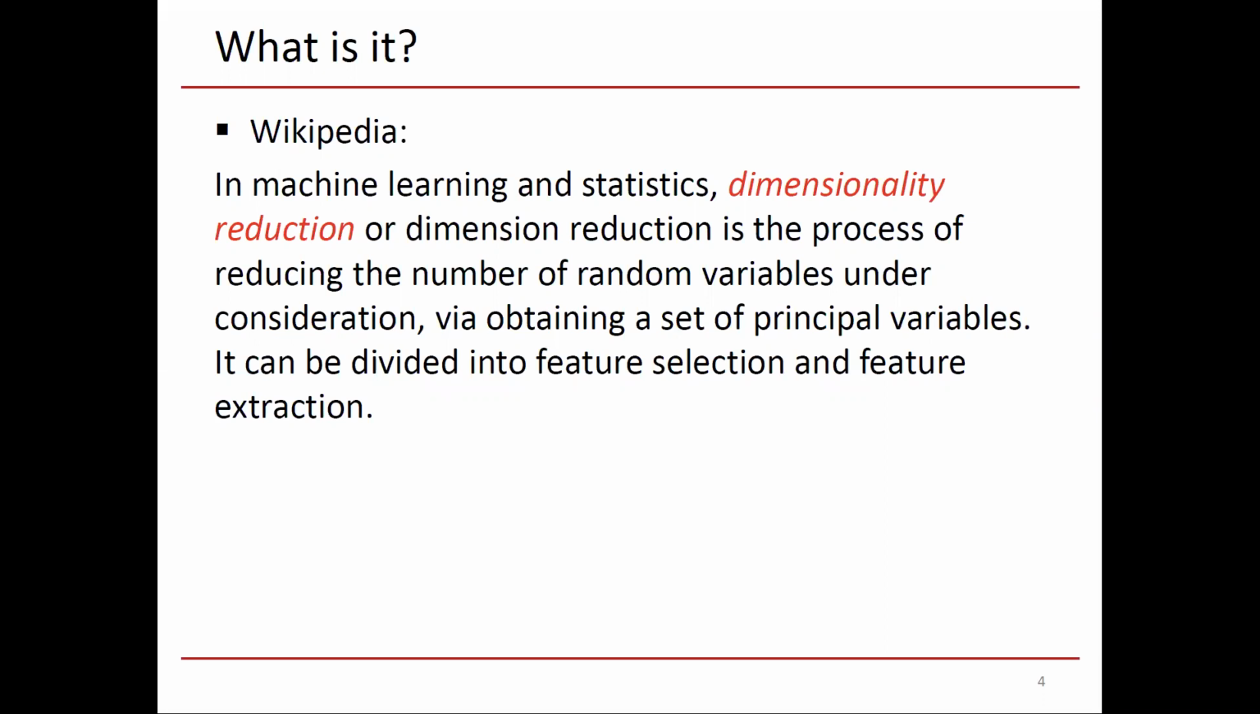In machine learning and statistics, dimensionality reduction or dimension reduction is the process of reducing the number of random variables under consideration via obtaining a set of principal variables. It can be divided into feature selection and feature extraction.